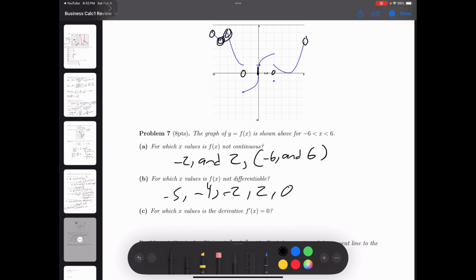Notice at 4, we have a valley, but the valley is smooth. It's not pointy, and so we are differentiable there. The derivative there is just 0. And so that's our list.